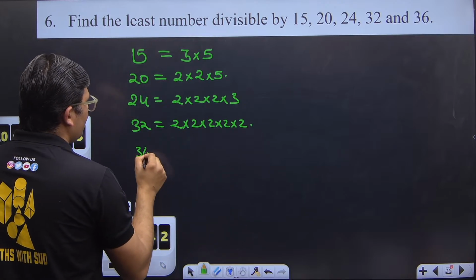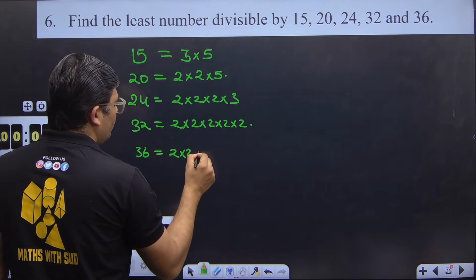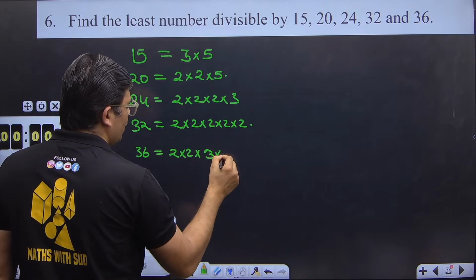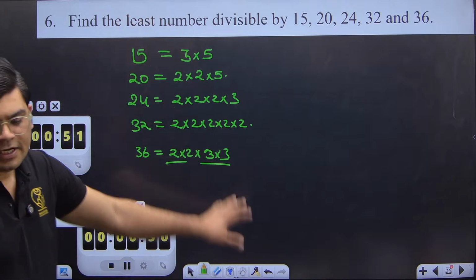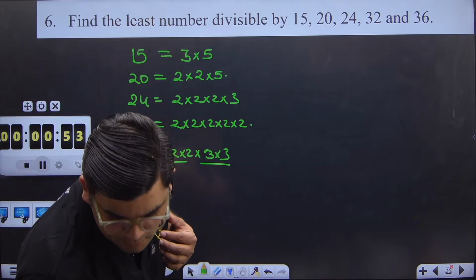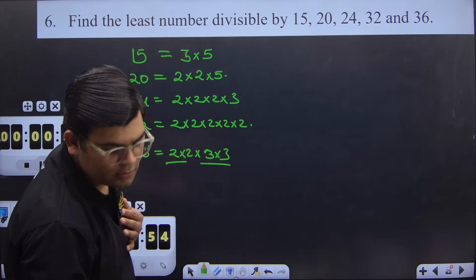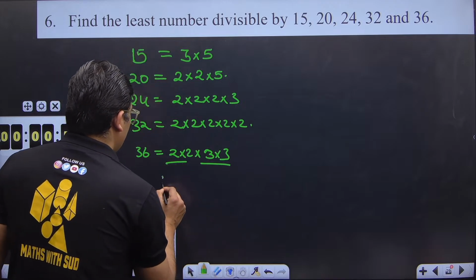36 में कितने 2 होते हैं बेटा? 4 into 9. So this is 4 and this is 9. फटाफट से लिख डालना है. हाँ सर. Okay. LCM.